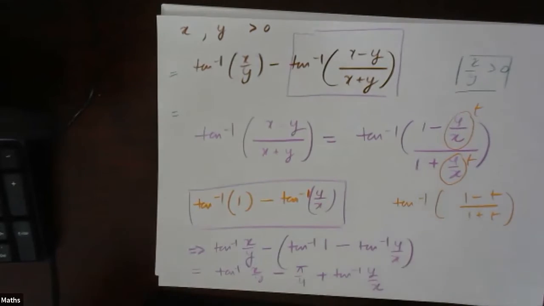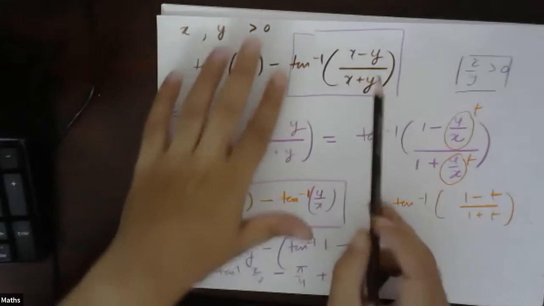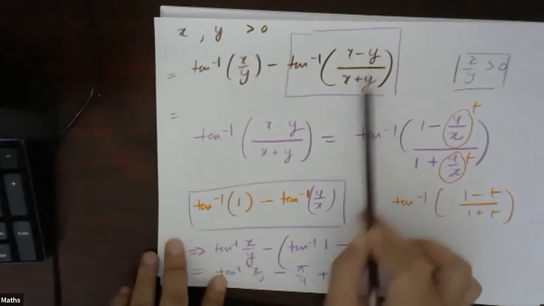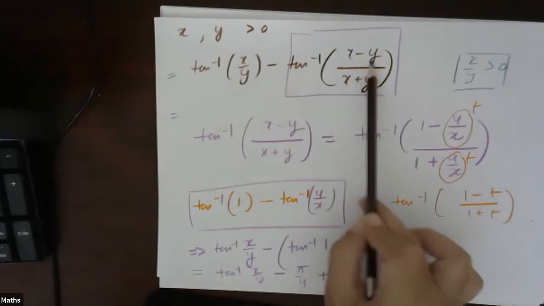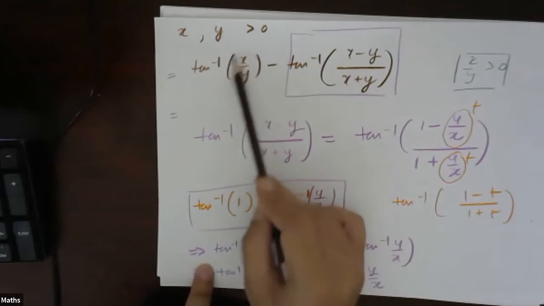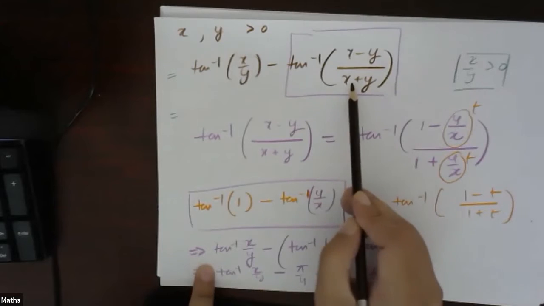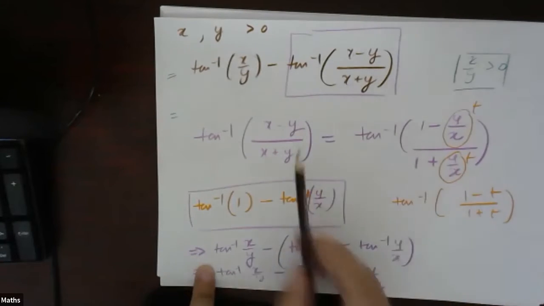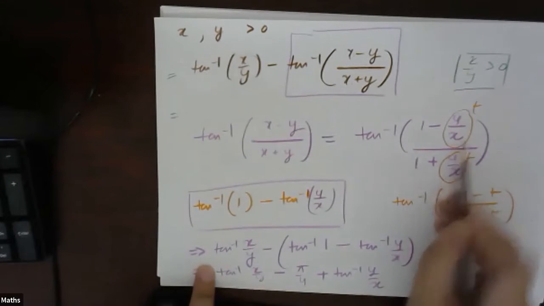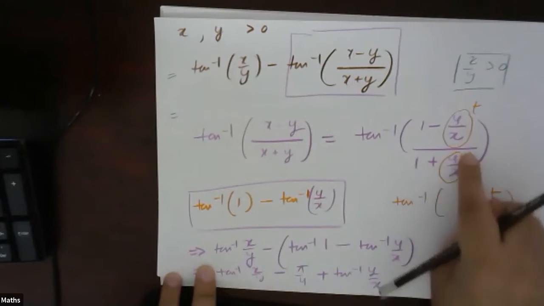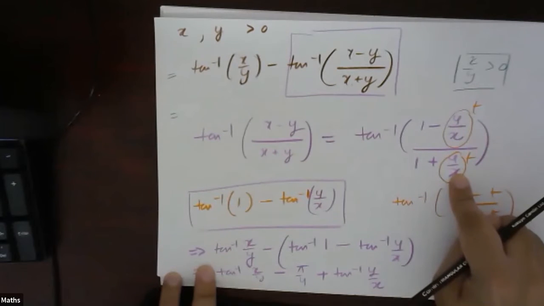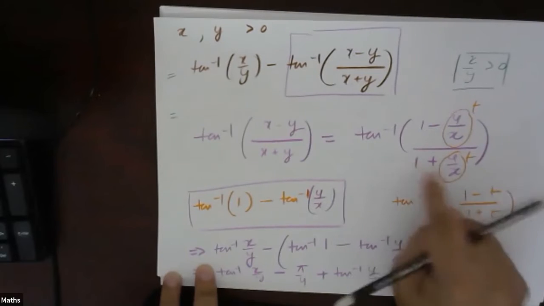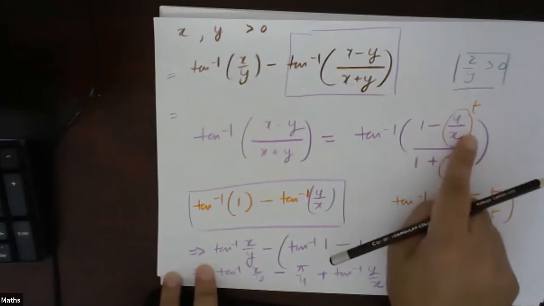Okay, fine. What we have done: forget about this part, when you look at this, we have x minus y upon x plus y. Generally, when you see this term, I will divide numerator and denominator by x, because x is greater than 0. So you will get 1 minus y by x and 1 plus y by x. So this is basically tan inverse of a minus b upon 1 plus ab.